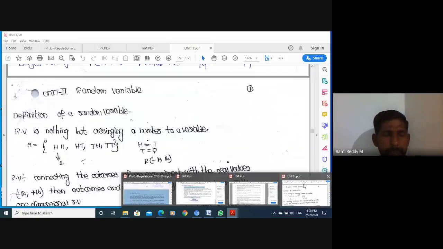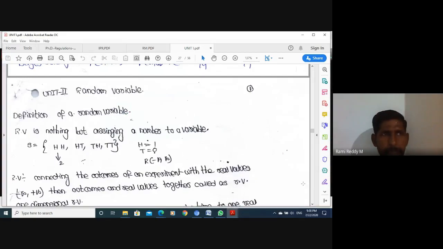Dear students, today we would like to discuss the concept of random variable. We can define the random variable. Random variable is nothing but assigning a number to a variable. Why do we need to go for random variable? Why do we need to assign a number to a variable?